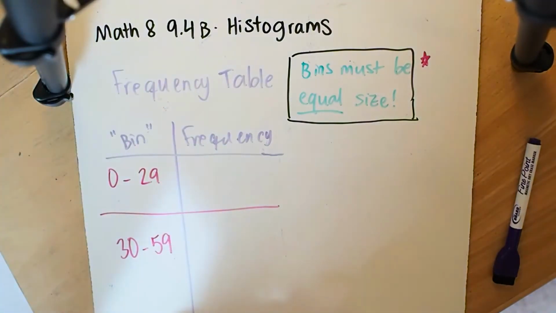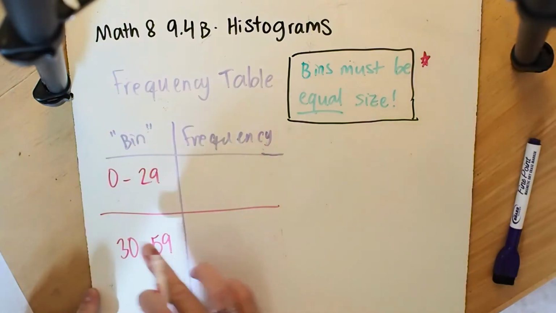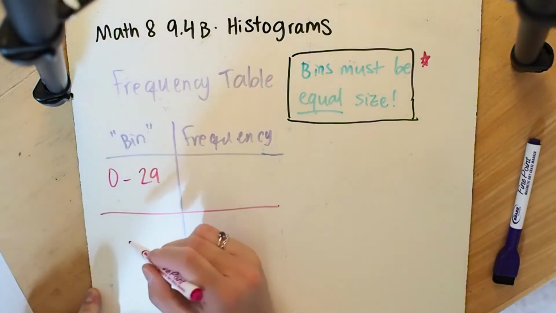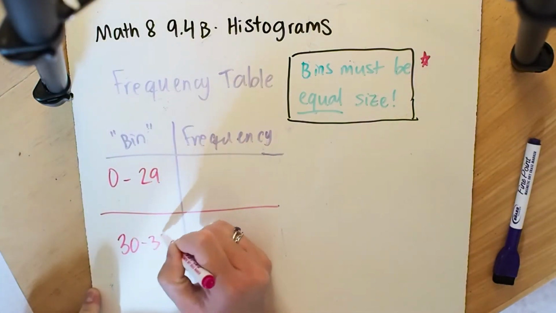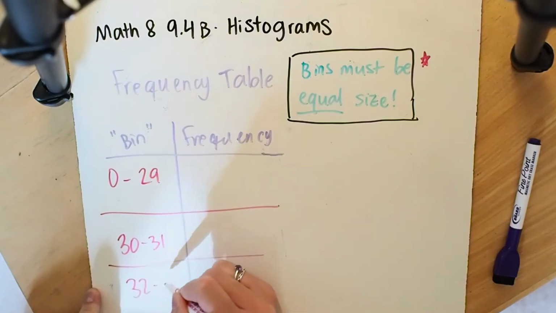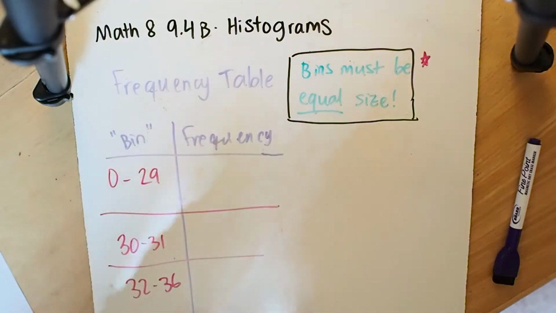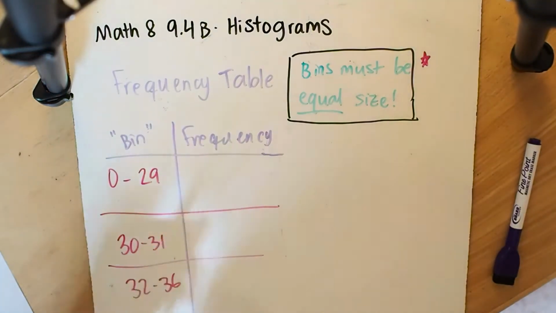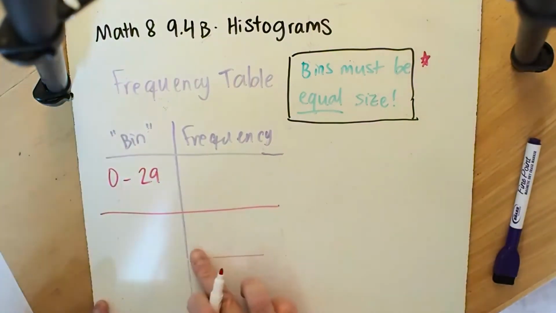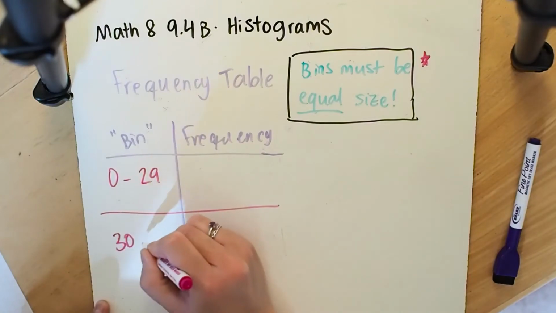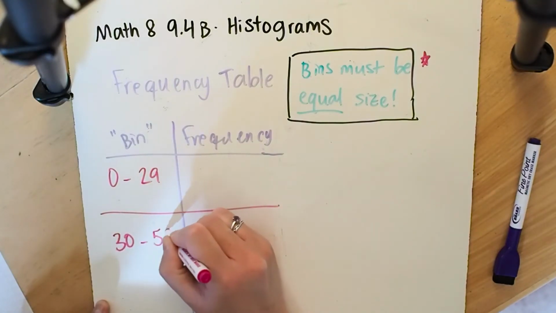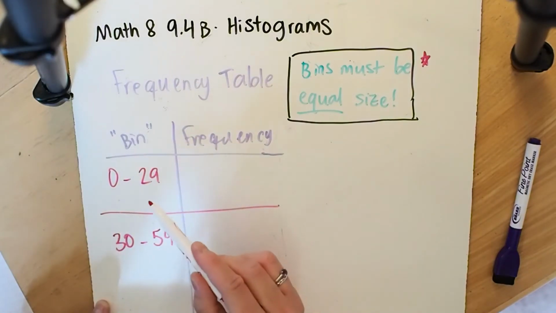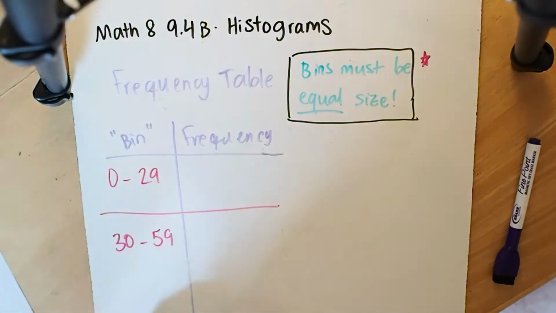You could not, for example, have a bin that was like 0 to 29, 30 to 31, and then 32 to 36. That doesn't make any sense, and it's not going to present data accurately. So we have to make sure the bins are the same size every time. Going back to our example, where our bin is from 30 to 59, each of our bin sizes is 30 big. So now let's look back at our data.